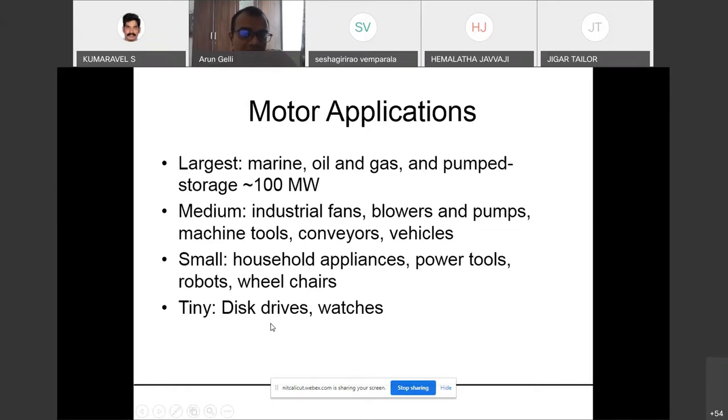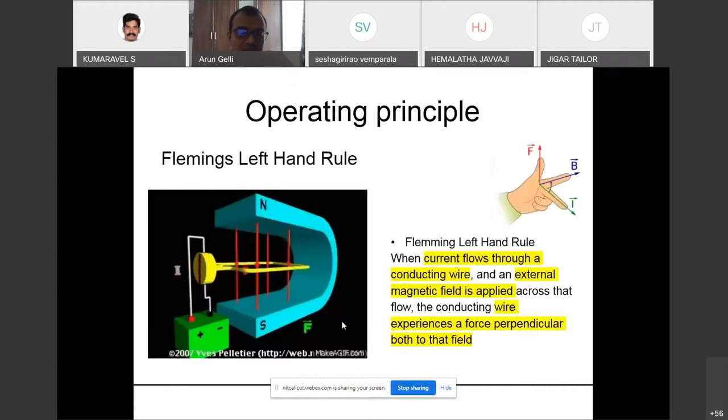And tiny is disk drives and watches, where you see tiny, even microwatts or milliwatts of motors that are running in very small electronic components, as you can see. So these are the various applications of motors. This is a very proven technology for other applications, and the same thing we are inheriting for the electric vehicle that we are going to see in this presentation today. So let's look at the operating principle.